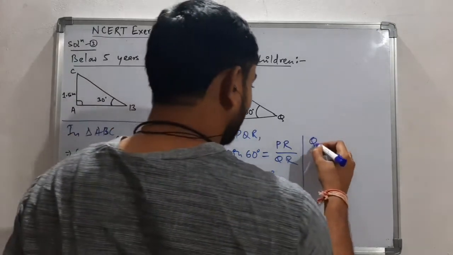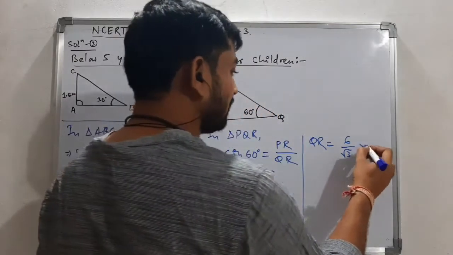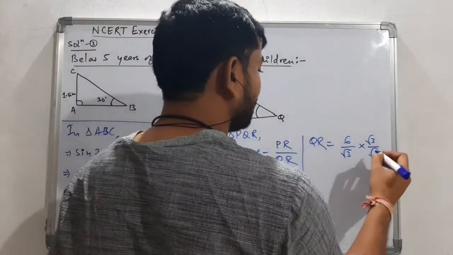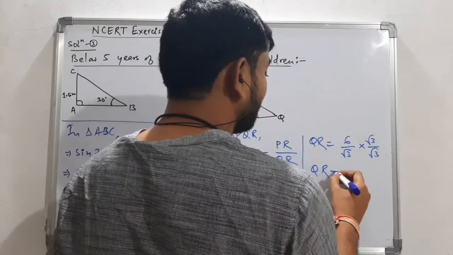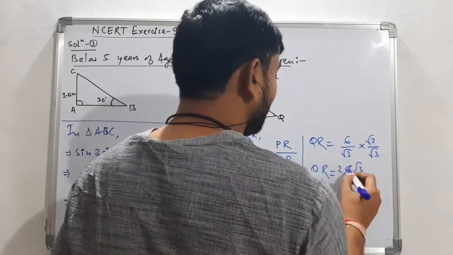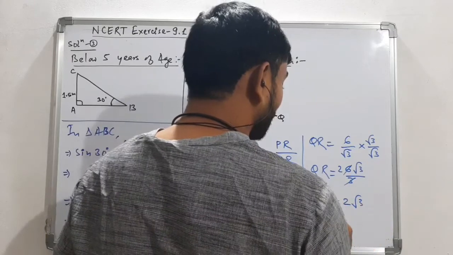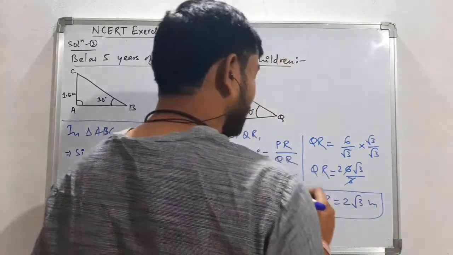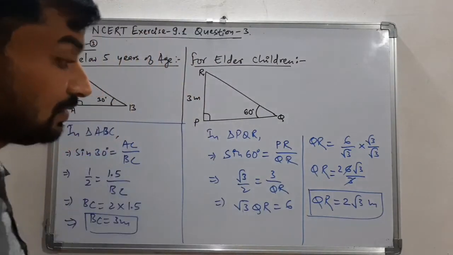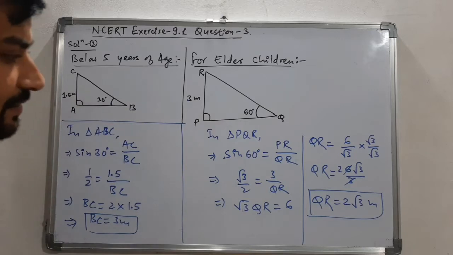Then we have to calculate the QR. So this will come here. Now we have to rationalize this, as we cannot keep an irrational number in the denominator. So we multiplied it by root 3. So we are getting here 6 root 3 upon 3. We divide it by 3. So the value here coming out is 2 root 3 meters. So from here we can find out the length of the slide, that is 2 root 3 meters, and here it was 3 meters. It was just double and it is somewhat less.